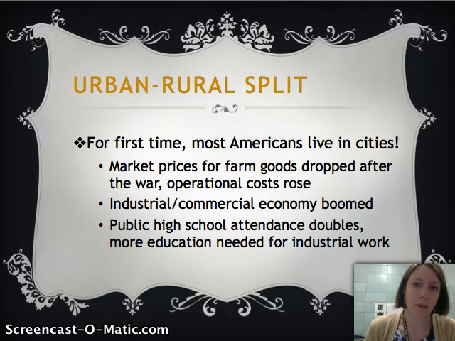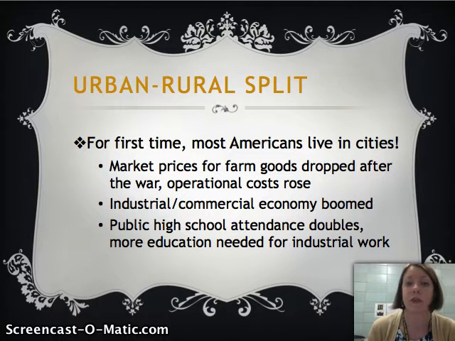So along with that movement of people throughout the United States, we start seeing a split during the 1920s between the urban and the rural. For the first time in the 1920s, most Americans, meaning the majority of the population, lived in cities rather than in the countryside. This has to do with a couple things. First of all, market prices for farm goods dropped pretty dramatically after the war was over. After the push for people to create food to feed our troops overseas, there was a surplus afterwards, which means that prices went down.